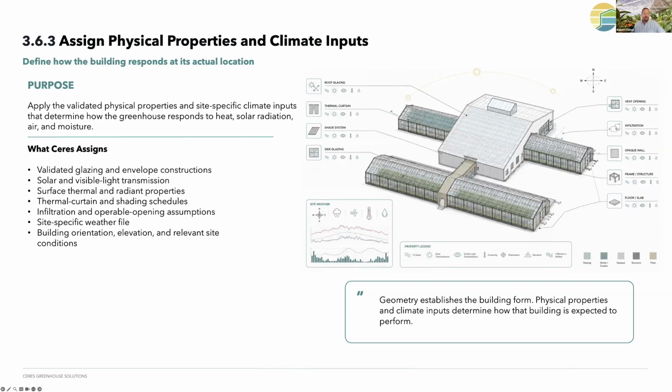Geometry defines the shape of the greenhouse, but the physical properties and the climate inputs determine how that shape performs. We assign validated constructions, solar and visible light transmission, surface properties, thermal curtains, shading elements, infiltration, operable assumptions, site orientation, and the site-specific weather. Each input should reflect the actual project whenever that information is available.